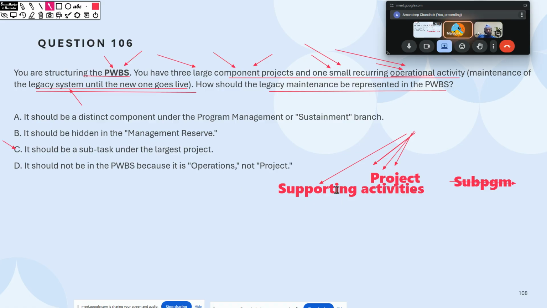So three projects, one supporting activity. Simply what's been asked is how should the legacy maintenance be represented? Again, legacy maintenance. What is legacy maintenance? Operational activity. So how do you normally show that in this example over here?